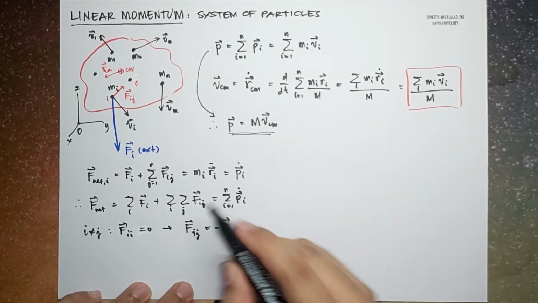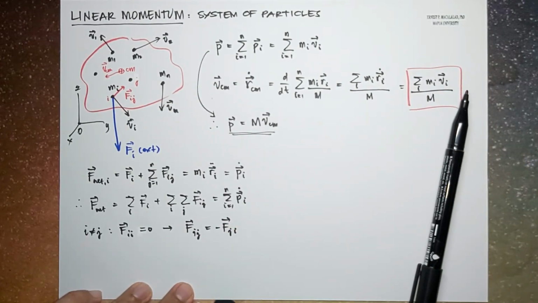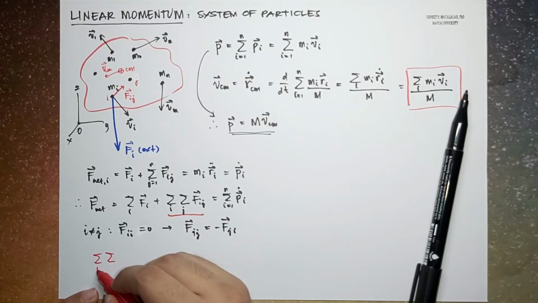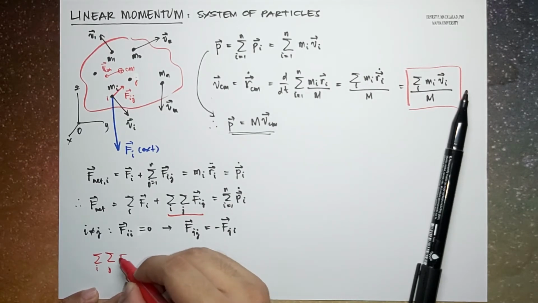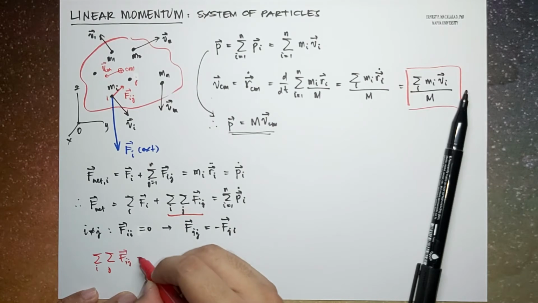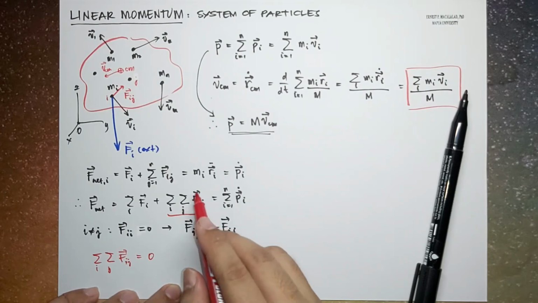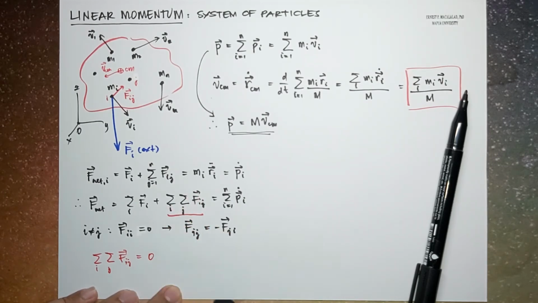So therefore, this term, so this is a double sum for all I and for all J, Fij should be equal to 0. Because if you're going to, let's say, set I equal to 1 to 2 and J equal to 1 to 2, you'll end up with 0. Okay, so this is 0.